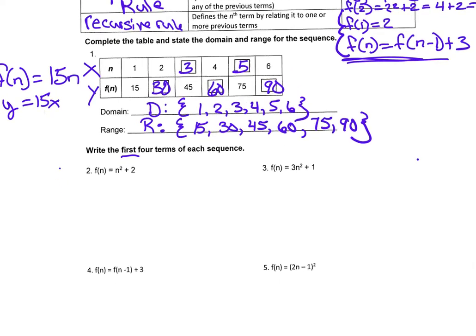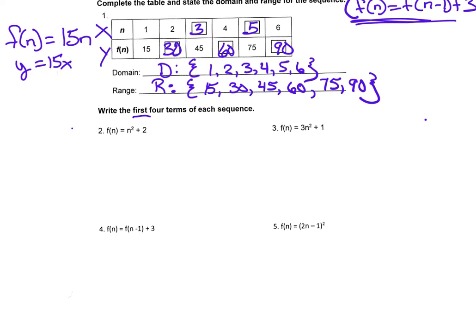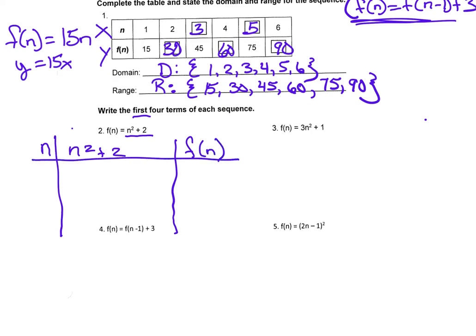It asks us to find the first 4 terms. I'm going to show you how we do it in a chart, and you can use that chart on your assignment. I want you to at least show your work on one. So n, our rule, we're going to take n squared plus 2, and that's going to give us our y value or our f of n. It's just like an input-output table that you've done before. It said the first 4, so we pick 1, 2, 3, and 4.